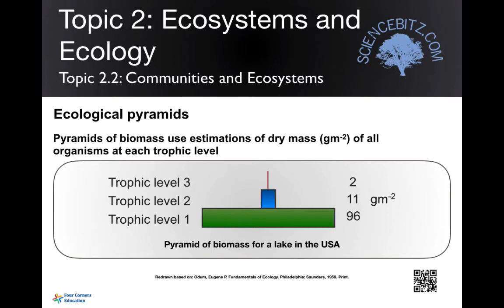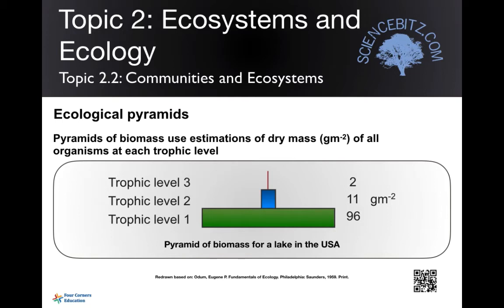So if you look at this one for the biomass of a lake in the USA, around about 100 grams per square meter in the producers, about 10 grams per square metre in the primary consumers, and in the secondary consumers we've got about 2 grams per square metre. If you notice, so far all of these graphs are showing a feeding relationship where the numbers get smaller as we go up through the pyramid.